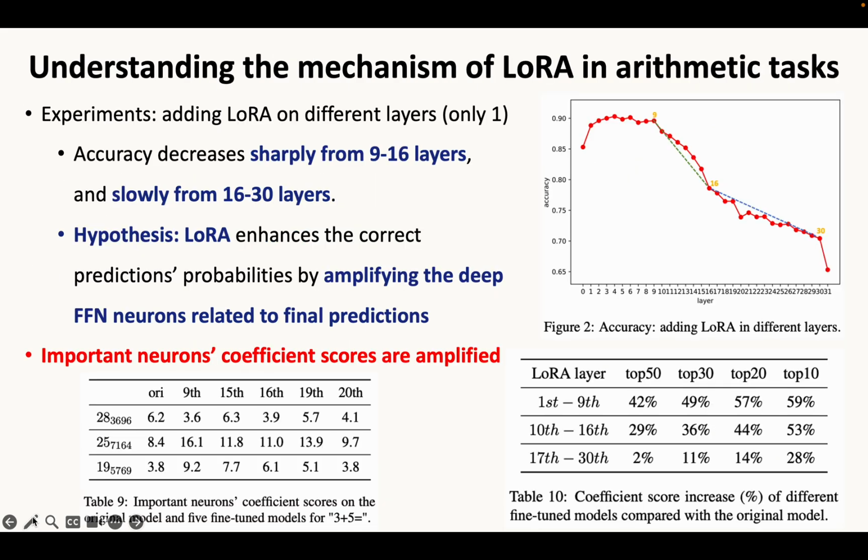Then we apply the comparative neuron analysis method to explore the mechanism of LoRA. We add LoRA on the 9th attention layer and compare the important neurons between the original model and the LoRA model. And we find that LoRA enhances the accuracy by enlarging the important neurons' coefficient scores. In other words, the deep FFN neurons can be regarded as learned features. LoRA learns how to enlarge the features rather than learning the features in the LoRA parameters by themselves.